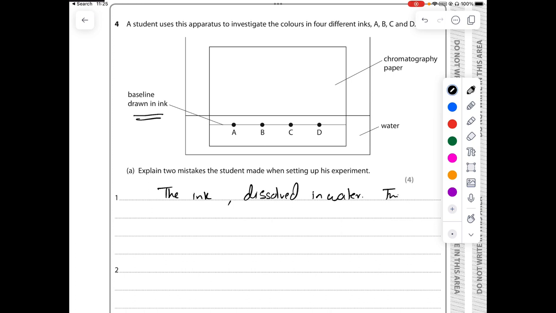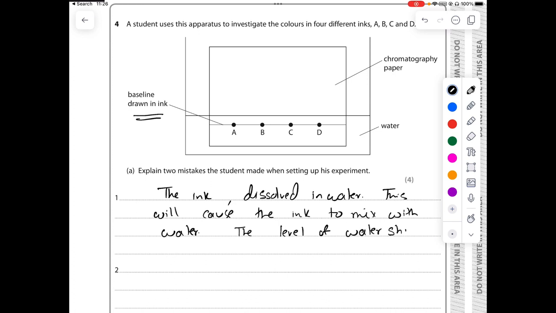What will it cause? This will cause the ink to mix with water. Another one is the level of water should be below the spots.